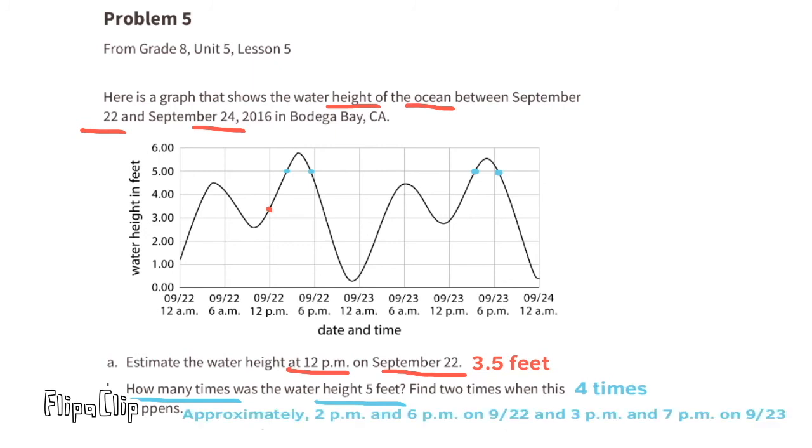Approximately 2 p.m. and 6 p.m. on September 22nd, the water level passed 5 feet, and approximately 3 p.m. and 7 p.m. on September 23rd, where the water level passed 5 feet.